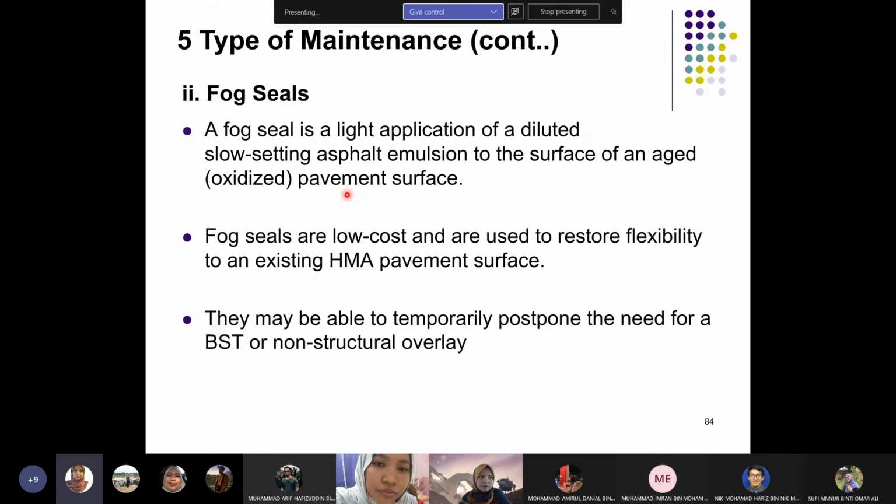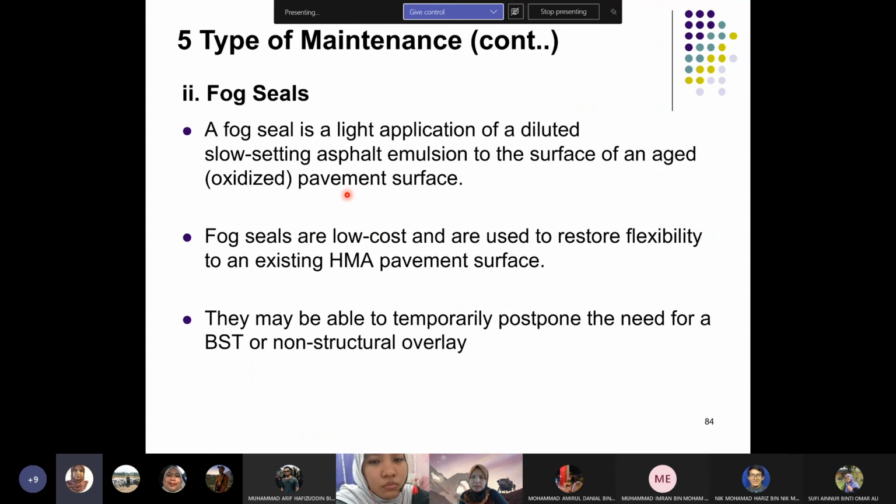Right? Mungkin jalan tu dah being traveled frequently by all those very high loading vehicles, high truck and all. So dia punya flexibility dah mengurang. So dia nak dapat balik dia punya originality. So they go for this fog seal lah. They may be able to temporarily postpone the need for a BST or non-structural overlay.